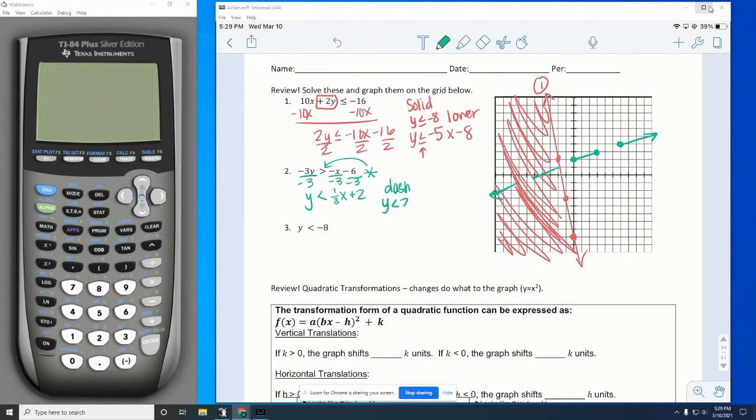And then y is less than 2 will also go lower. So lower than 2 would be underneath. So we're going to shade everything down here. This is our second line.